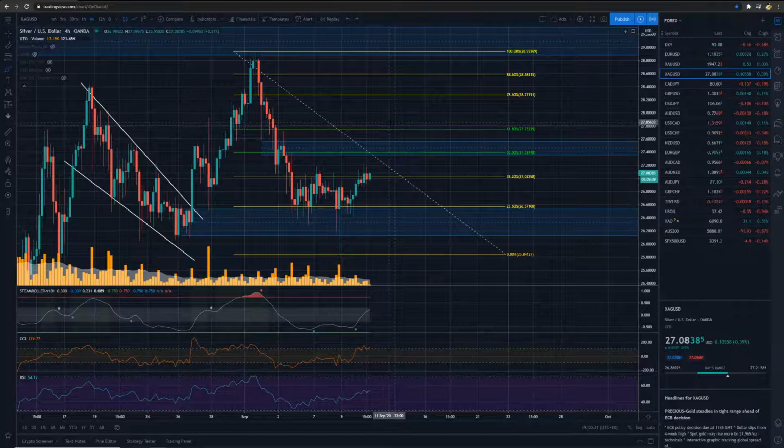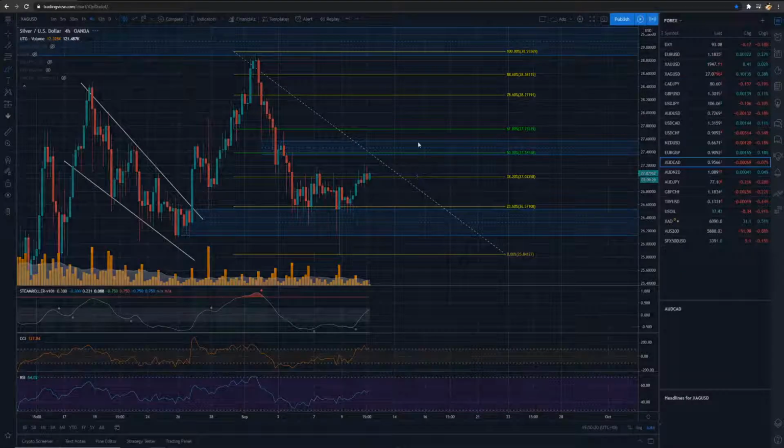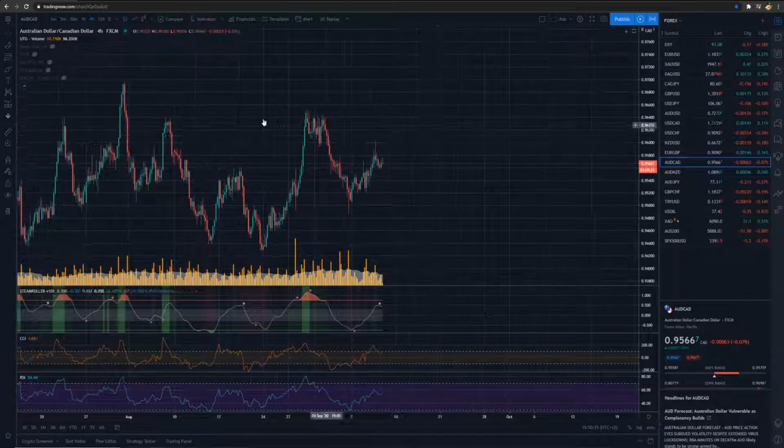As per the request, we'll have a look at AUD CAD. So AUD CAD, not something that I trade actively, so I'll have to do this right off the bat for you. I'll do it on the FXCM chart. Like I said, nothing charted up for AUD CAD.